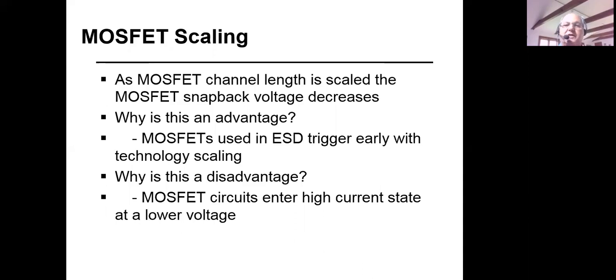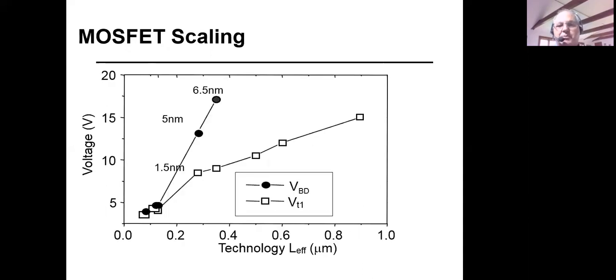MOSFETs also fail. Here's an example of MOSFETs, with the black circles as the breakdown voltage and the white squares as the first trigger voltage. As you scale technologies, the breakdown voltage of the junction starts approaching the trigger voltage of the transistor, and the results keep going down as we scale.